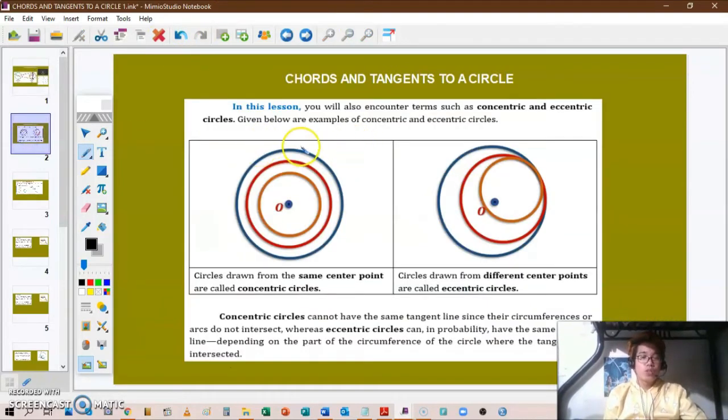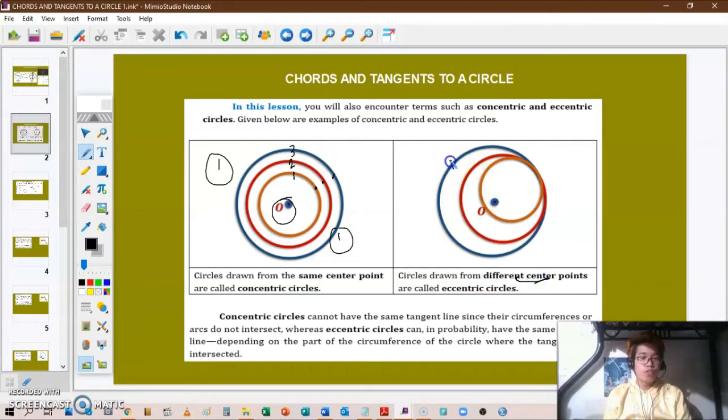Before we do that, let's unlock some mathematical vocabulary. On the first image, we have concentric circles. Concentric circles are circles that are not tangent to each other, so they do not intersect each other, and they only have one center point, which is point O. These three circles, circle 1, circle 2, and circle 3, all have one center point, point O.